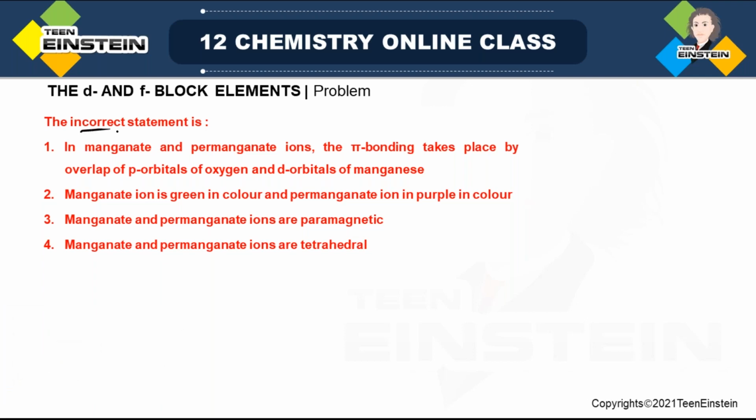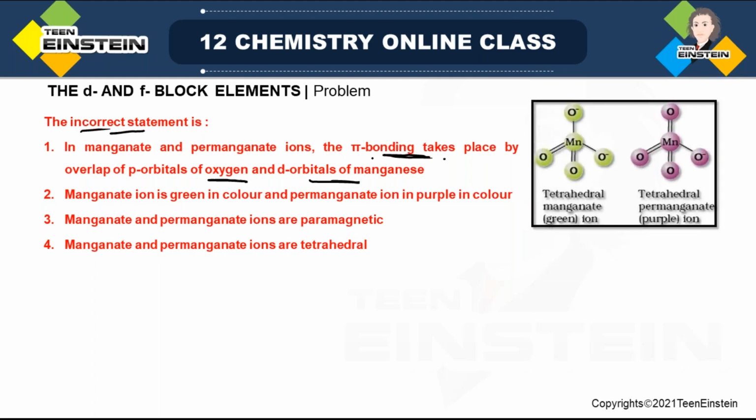We have to find out the incorrect statement. There are a total of 4 statements, and among these 4 statements, one of the statements will be wrong. The first statement is: in manganate and permanganate ions, pi bonding takes place by overlap of p orbitals of oxygen and d orbitals of manganese. So manganate is MnO4 2-. But permanganate is MnO4 -. That is the difference between these two.